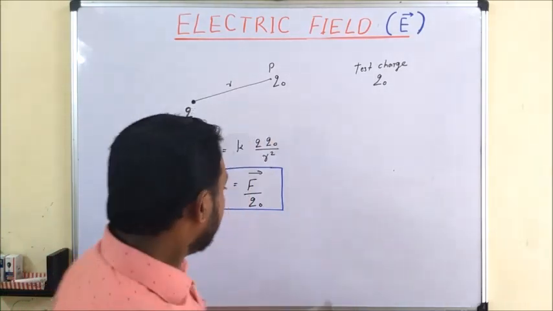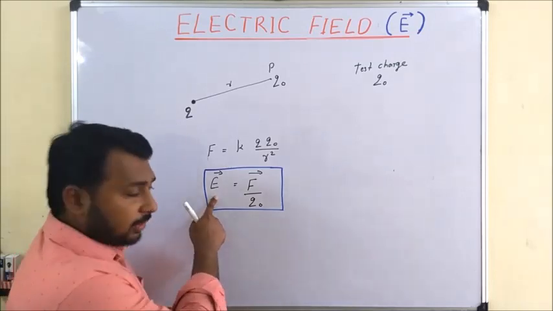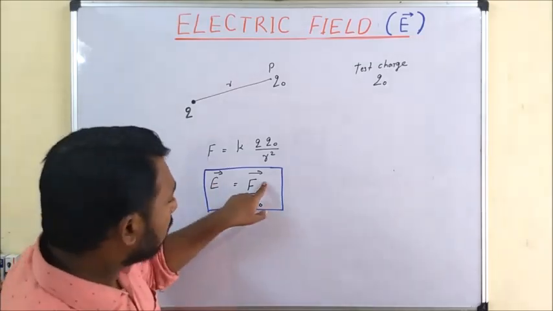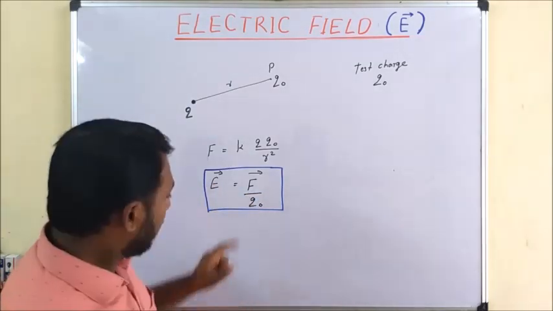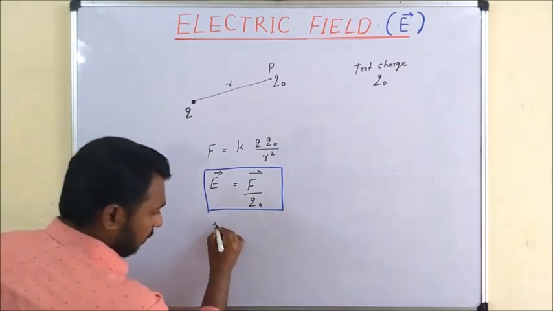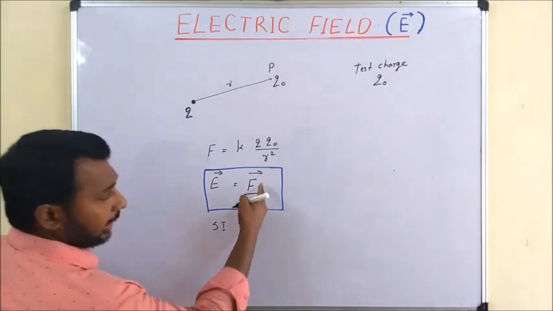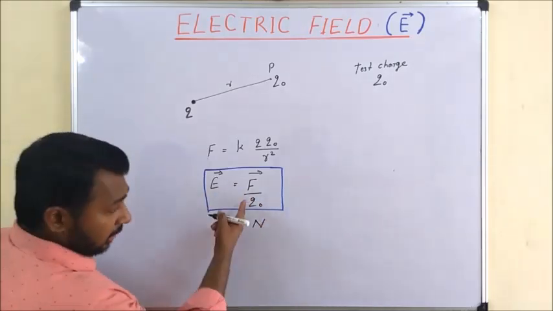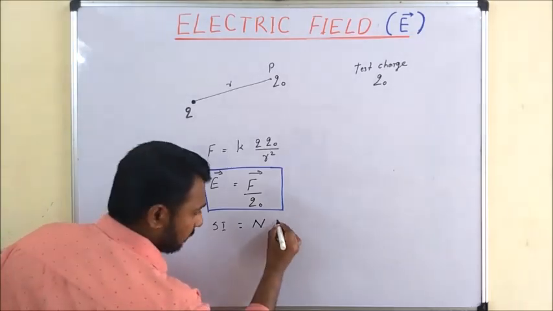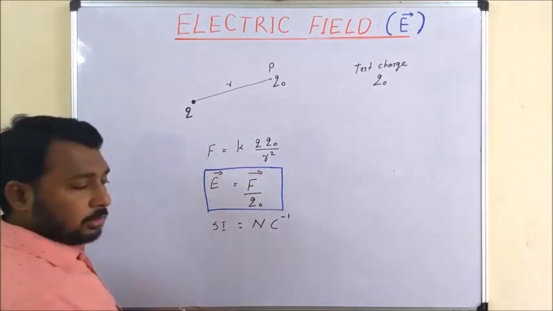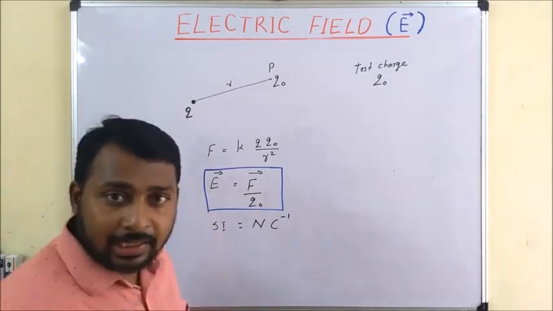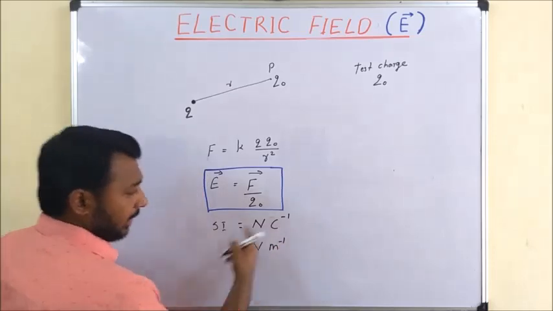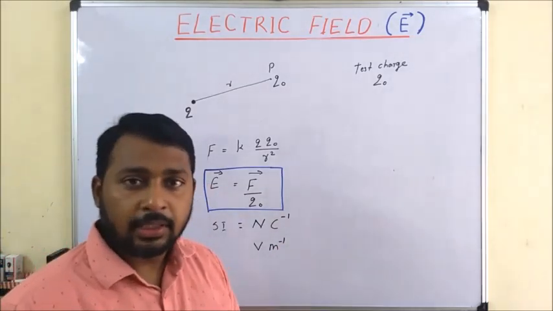Now let's come to this formula. What is electric field? Quantitatively, it is the force per charge, F by Q naught. What is its SI unit? It is force by Q naught, so it is Newton, the unit of force, and Coulomb, the SI unit of charge. So it is Newton per Coulomb. It also has one more unit that you will study in the second chapter, that is volt per meter. Remember, these two are the SI units of electric field.